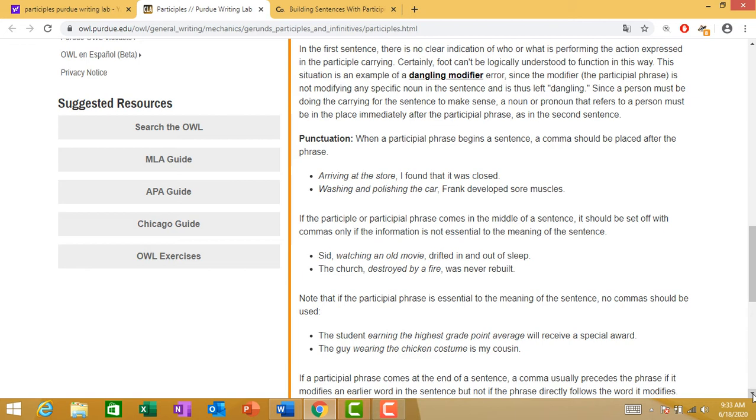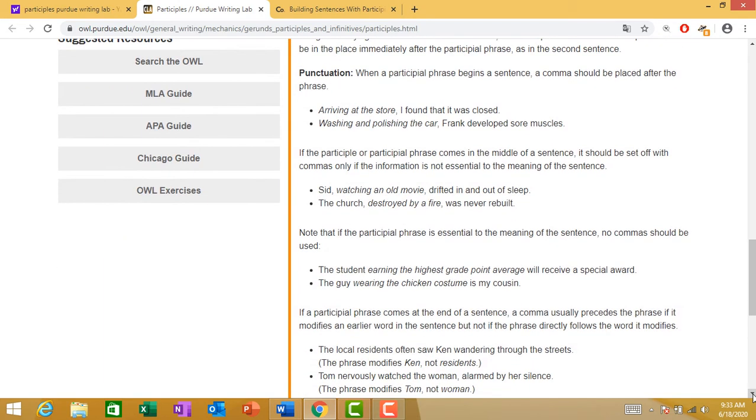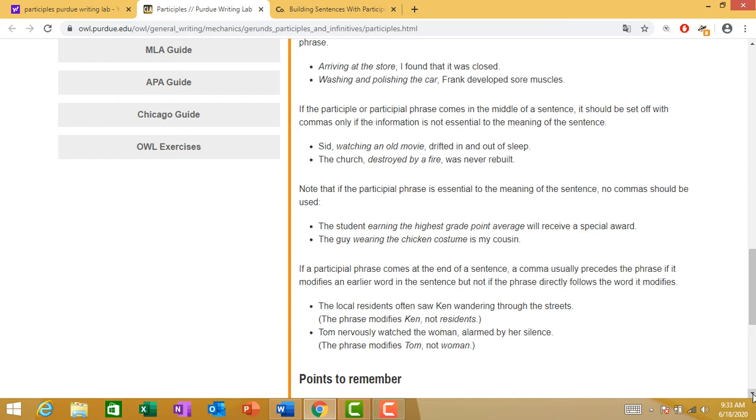Now try to put a comma in these sentences and see what sense it will make. As you can see, it will make no sense. Let's look at that. The guy, comma, wearing the chicken costume, comma, is my cousin. So it's very important. Now you need to really pay attention to the importance of punctuation when you are dealing with participial phrases. Okay, so look at that.